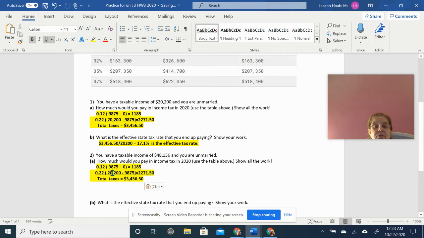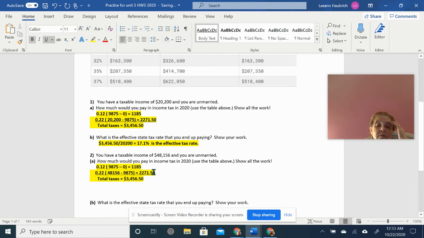So this 20,200 is now going to be, if I can get that to move, 48,156. So the beginning of this is going to stay the same. I should put a little bit of space in here to make it easier for you guys to see. Do it on the top one too. Oops, went to the wrong space.